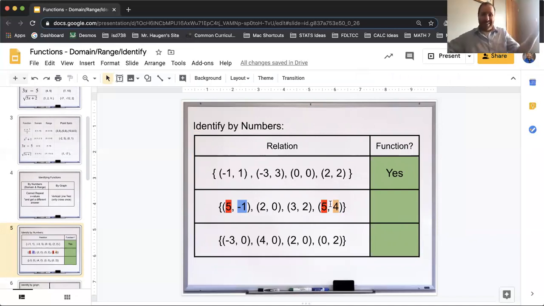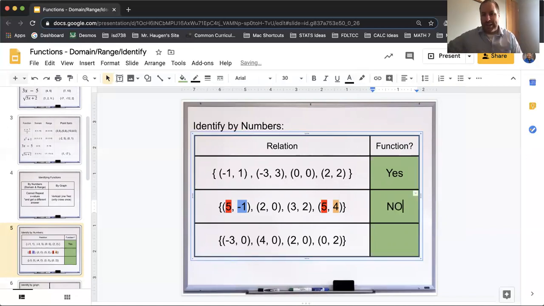Meaning I plugged in 5 and got -1. The other time somebody plugged in 5 and got 4. That's not possible. The X values were repeated, so this is not a function. And no, that is not a function. And so then we go along here and we check, are any X values repeated? Right here we got -3, 4, 2, 0. There's no repetition of X values, so this is a function.